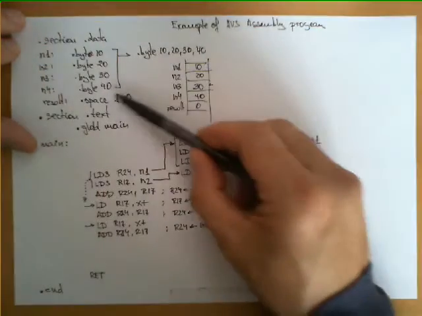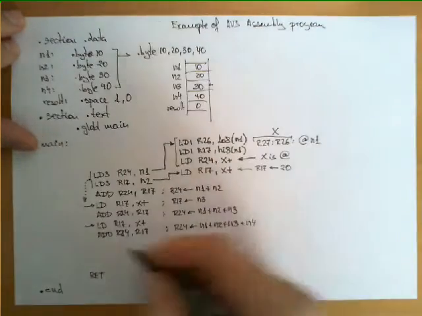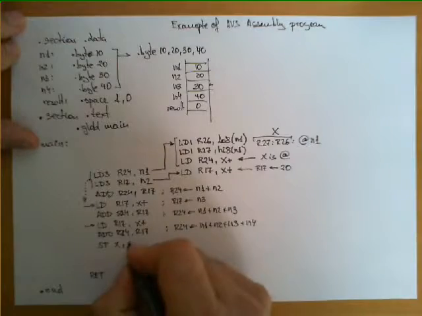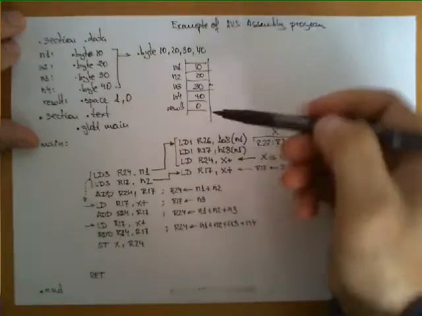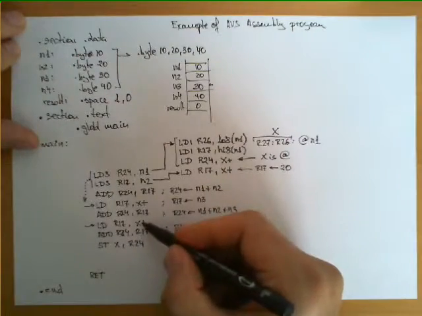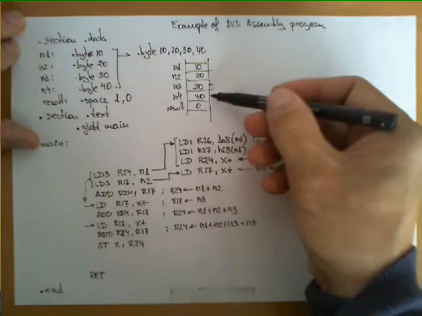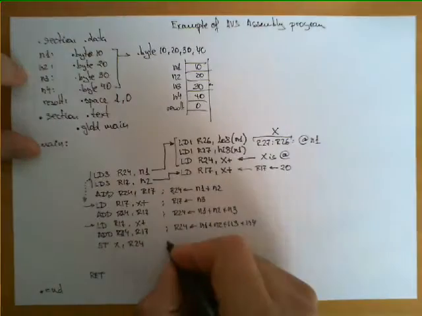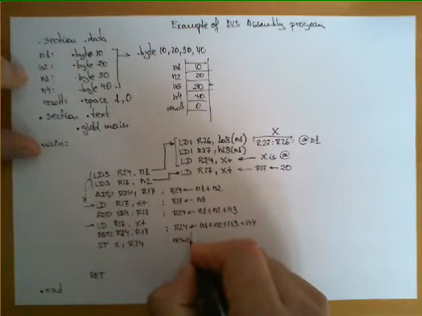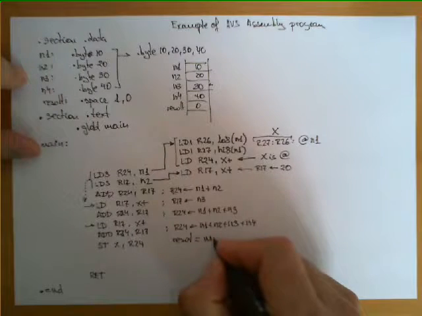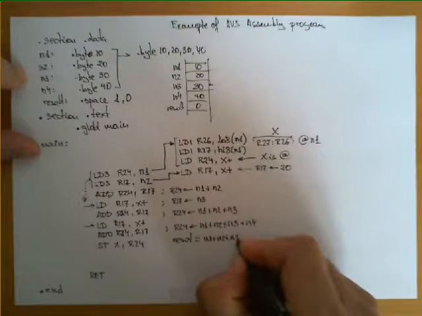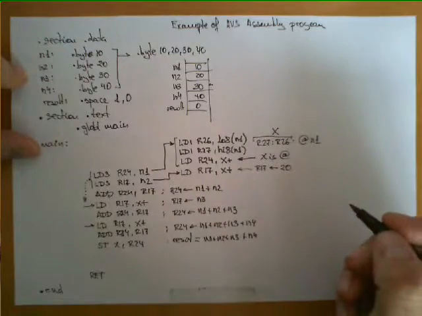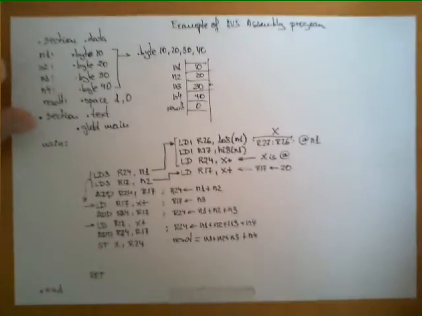We said that we wanted the result to be stored here, so one way I can do that is ST X R24. Why? Because after accessing this element in this instruction, the value of the address in X is now left pointing to the result because I've defined them in consecutive positions. So in here what I'm doing is result equal to N1 plus N2 plus N3 plus N4. Now there is only one thing left for me to do.